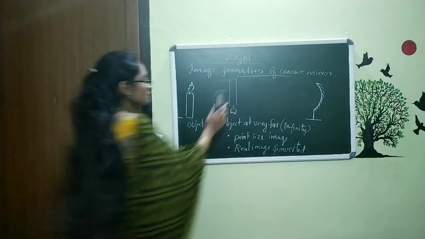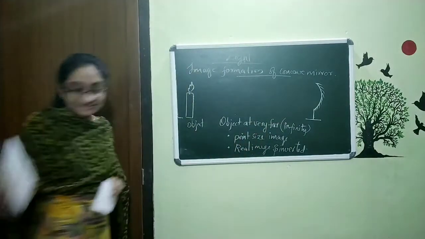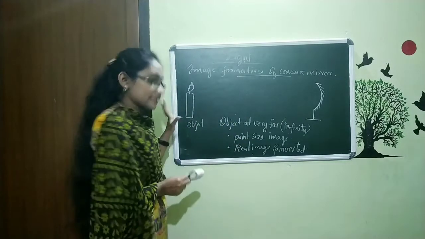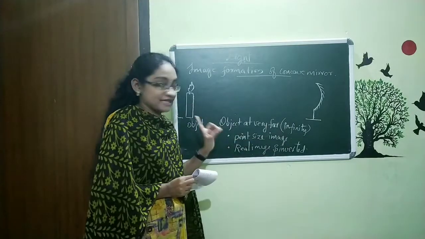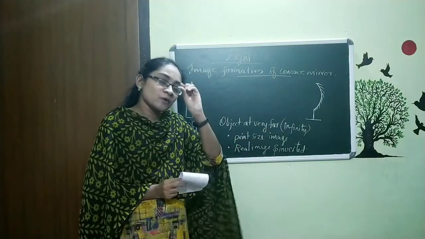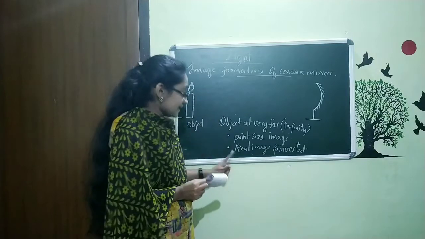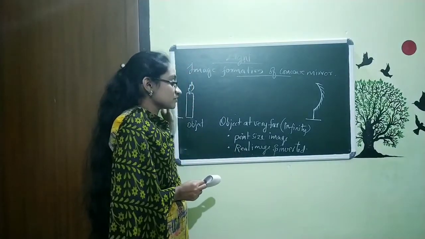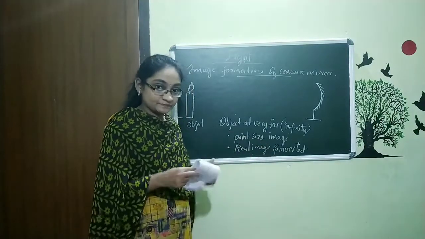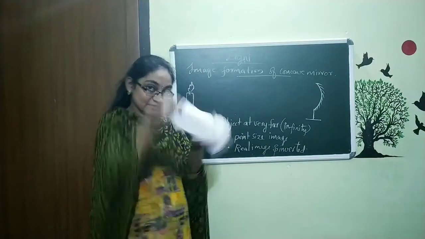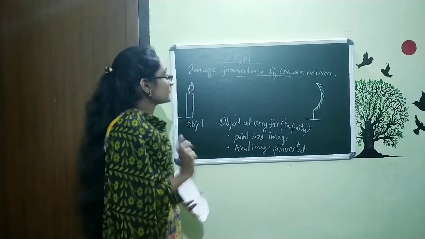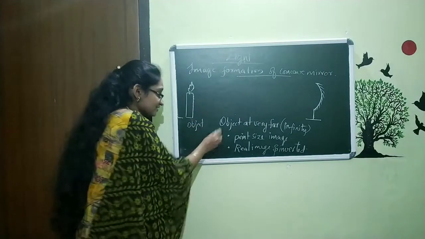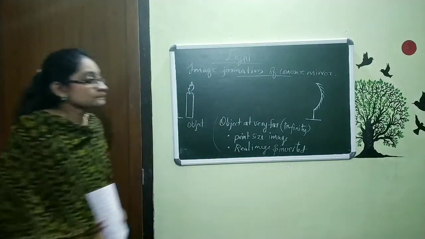So the place is not this. I just show you one example. When we are placing the object very far, that means at infinity, the image is very point size, very small. Then the image is real, that means we can focus that image on the screen, and it is inverted. That means when our object is like this, our image will be like this, inverted. So this is the first place for our candle, and this is the first point. I think it's clear for you.